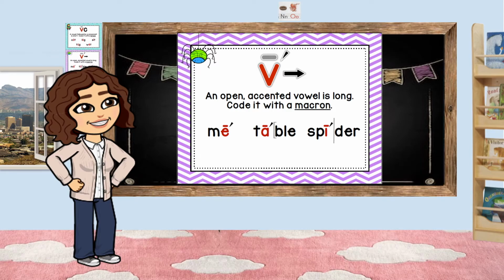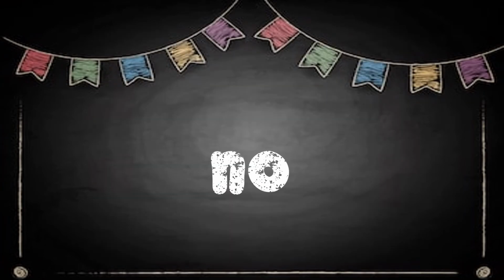An open accented vowel is long, and we need to coat it with a macron. So that means that since there is no consonant after the letter O, it's going to be a long vowel sound. That means the letter O is going to say its name. And we need to coat it with a macron to remind ourselves that it says its name, O-O-O. We also need to go ahead and add an accent to this open syllable.